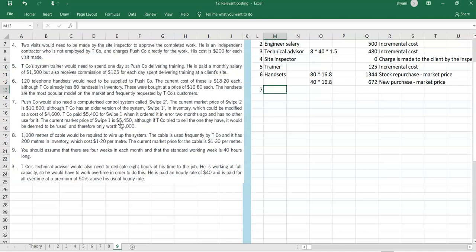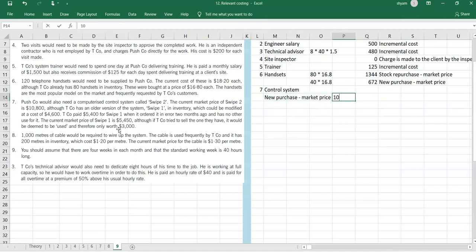Again, that is useless. It's already in stock. Why are we going to buy this useless thing? So it is unnecessary. Although, if TCO tries to sell the one they have, it would be deemed to be used and therefore will fetch only 3,000. So the concept is this. We have a control system. If you buy new, it would be, I think we'll put it here. No, not here. I think we'll put it here. I think that would be better.